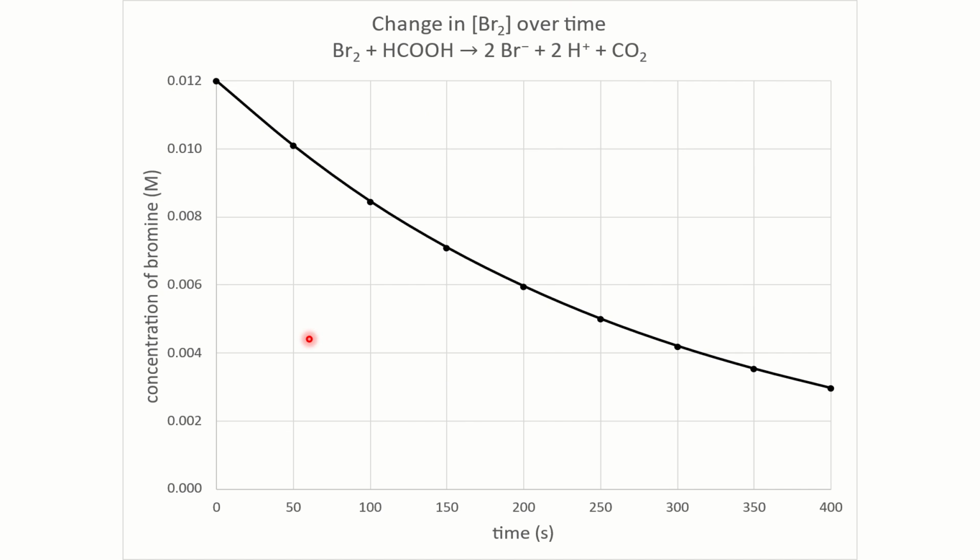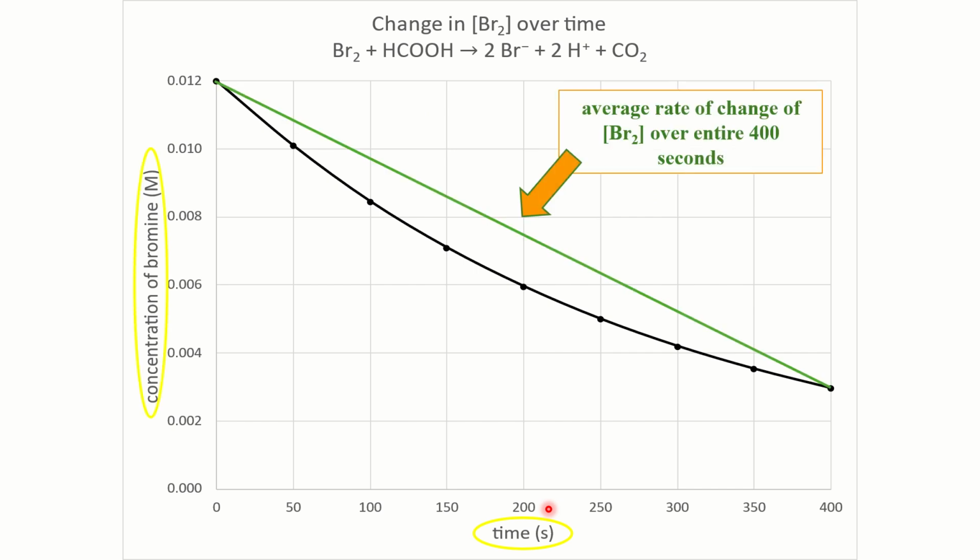Suppose you had a graph like this, which shows the concentration of bromine on the y-axis and time on the x-axis. That first calculation we did, the average rate of change of Br2 over the entire 400 seconds, we basically drew a line from the first data point to the last data point, and this gave us the average rate of change over the entire trial.